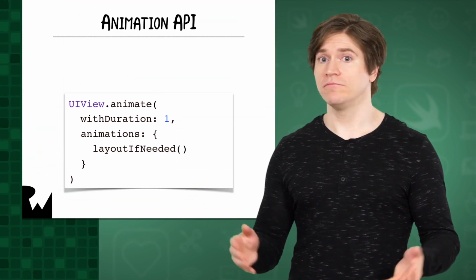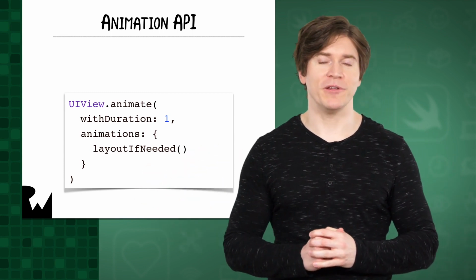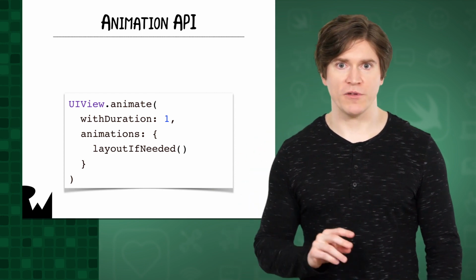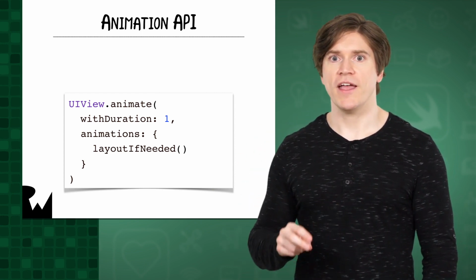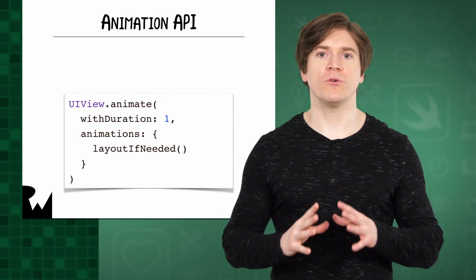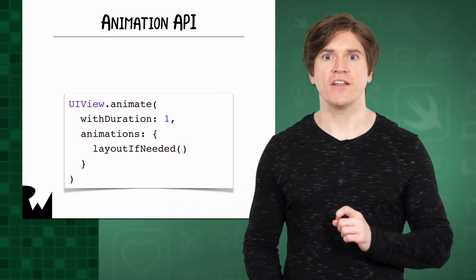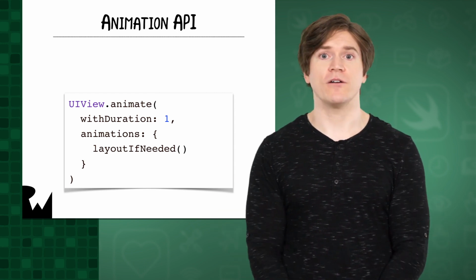We know how to change the constant of a constraint, and we know how to force auto layout to display that change. How do we animate those layout changes? With the UIView class method, animate. You'll soon be very familiar with it. The simplest overload of this method only has 2 parameters, the duration of the animation and the animation's closure, which will contain whatever it is you want to animate. When you're animating constraints, the thing you want to animate is the layout change.